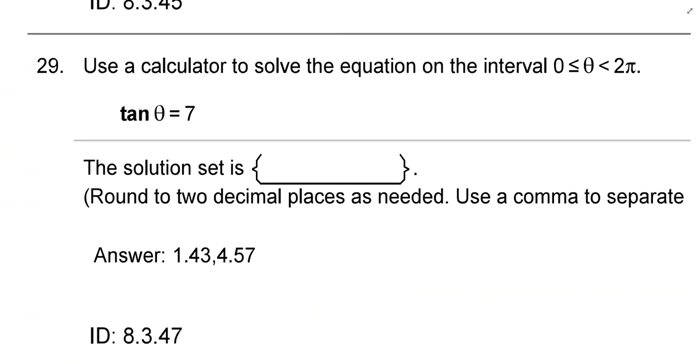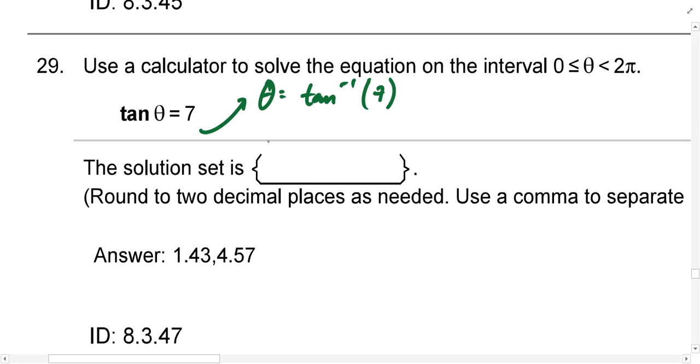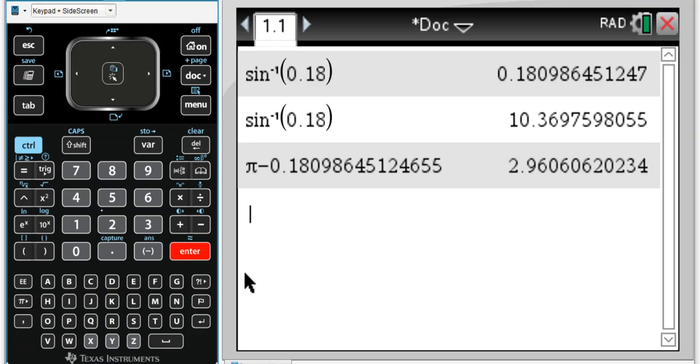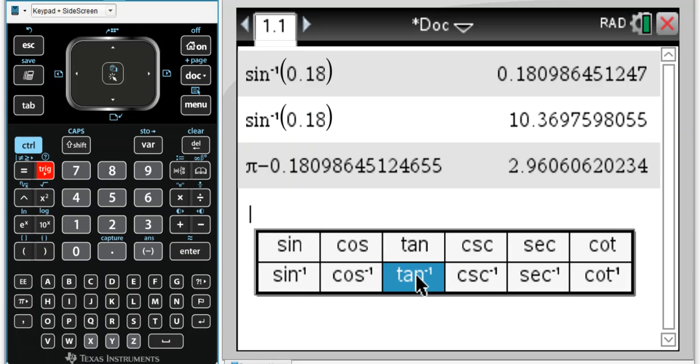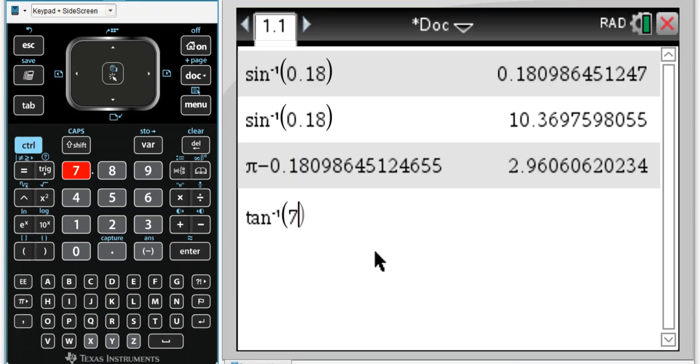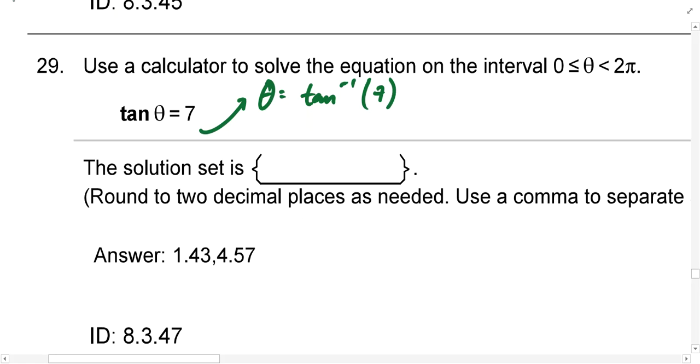Let's try this one next. When does tangent theta equal 7? Well, that's fairly straightforward to calculate. Theta would be the tangent inverse of 7, and according to my calculator, I'm going to go back to the Inspire here. Tangent inverse of 7 in radians is 1.4289 when rounded.